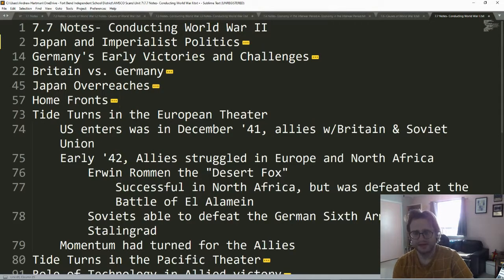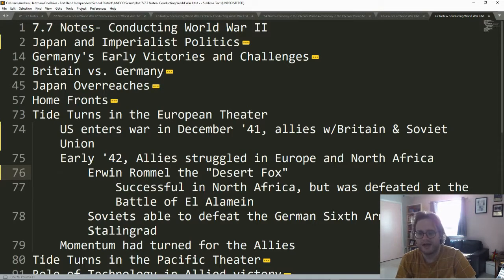In the European theater, the U.S. enters the war in December of 1941 and allies with the British and the Soviet Union. The Americans first make their European appearance actually in North Africa, which is considered part of the European theater, but that's neither here nor there. When the Americans get there, the Allies are struggling against the Germans, specifically against Erwin Rommel, the German general of the tanks, known as the Desert Fox. And so they were very successful in North Africa until the British turned the tide at the Battle of El Alamein, and then start to push the Germans out of North Africa and back into Italy.